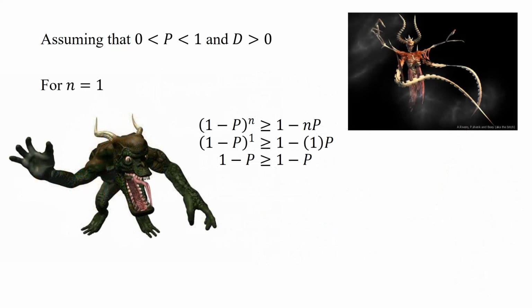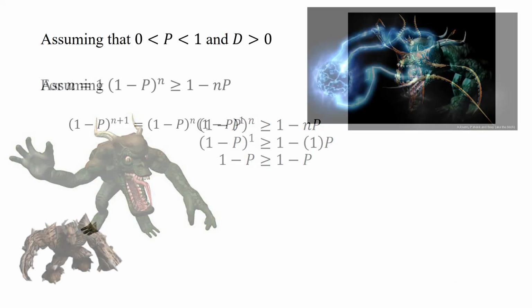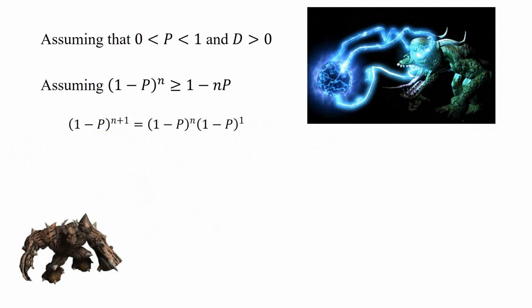Okay, so let's start with the basis case. We're going to prove this by mathematical induction, right? So plugging in n equal 1, we obviously have that 1 minus p is greater than or equal to 1 minus p. So that checks out. Now that we've had the basis case, let's prove this for any n. So assume that 1 minus p to the nth is greater than or equal to 1 minus np. If this succeeds, we need to then successfully show that 1 minus p to the n plus 1 is greater than or equal to 1 minus n plus 1 times p. That's what we need to show.